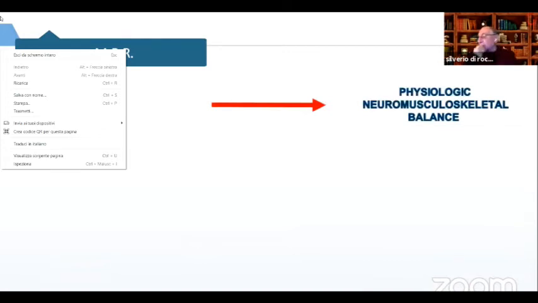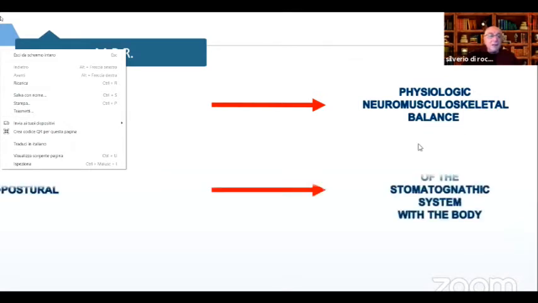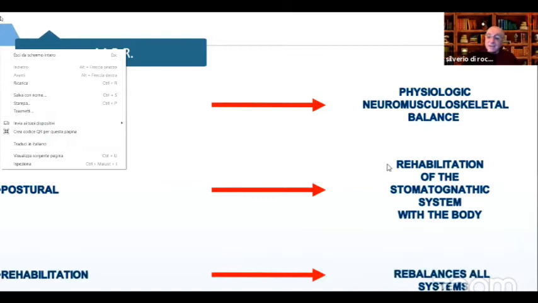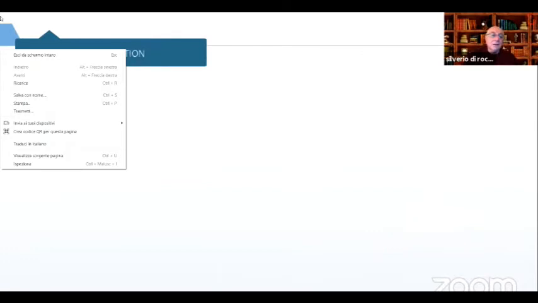It is myofunctional because it's doing a physiologic neuromuscular skeletal balance. It is postural because it's doing rehabilitation of the craniofacial system with the rest of the body. And it's rehabilitation because it rebalances the whole system. That is M.P.R., synthetically.